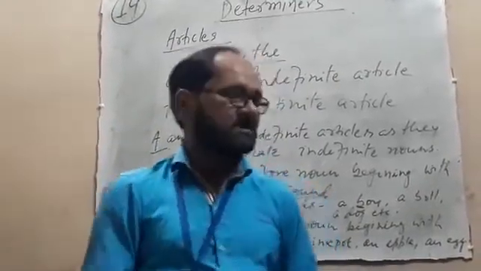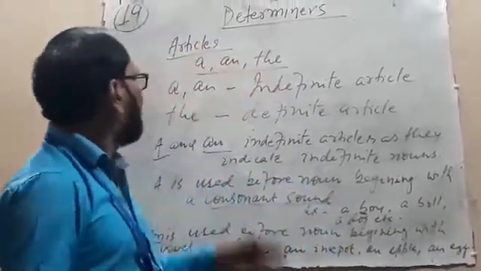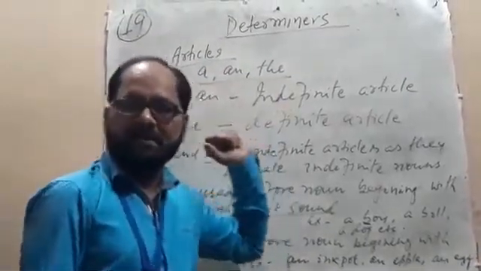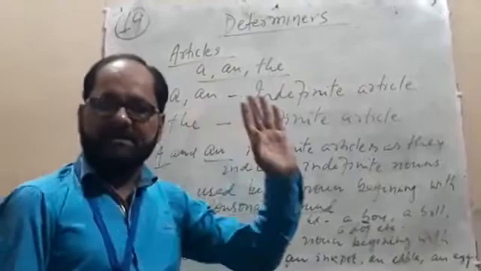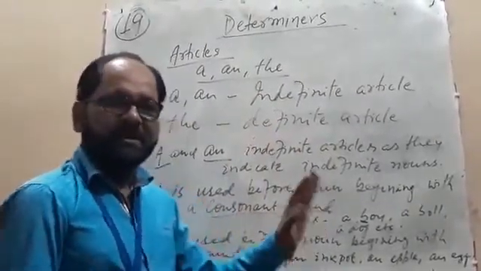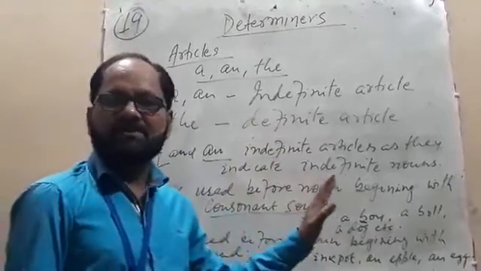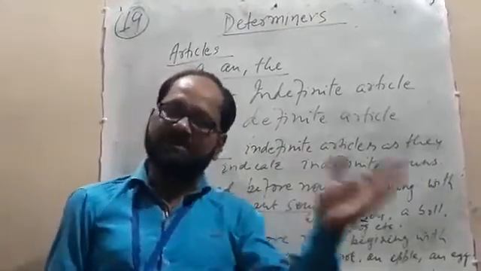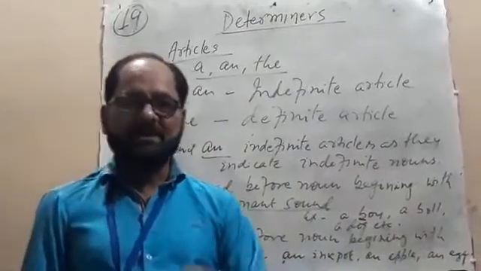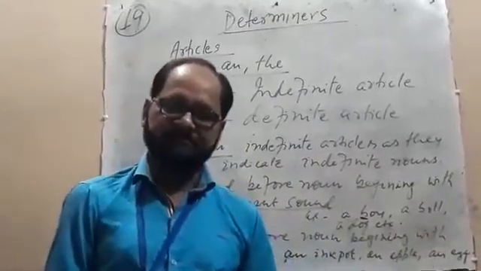I repeat once again. There are three articles: a, an, and the. A and an are indefinite articles. The is the definite article. A is used with a noun beginning with a consonant sound. An is used with a noun beginning with a vowel sound.